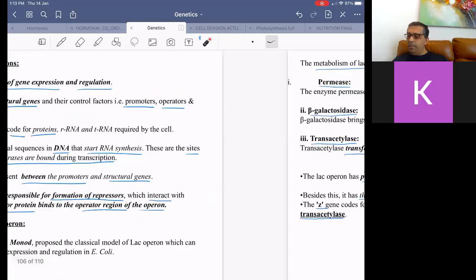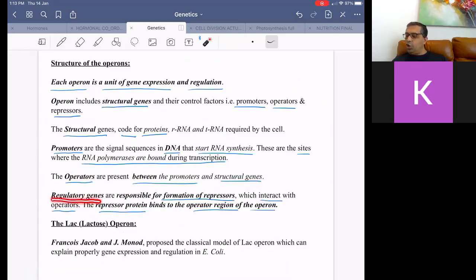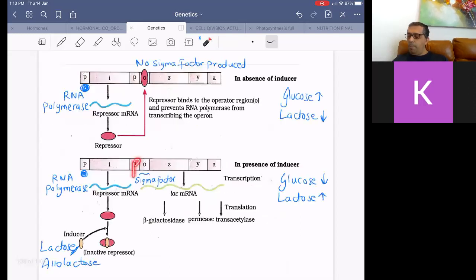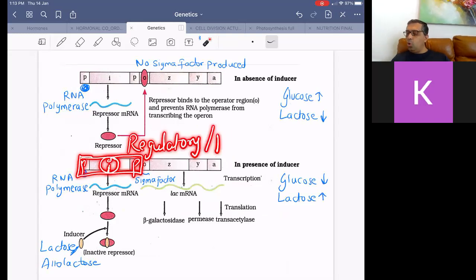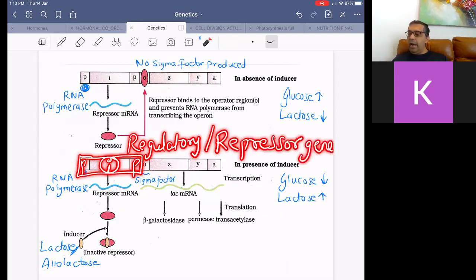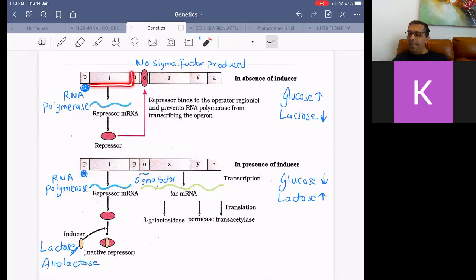And then we have something called the regulatory genes, which are responsible for formation of repressor, which interacts with operators. The repressor protein binds to the operator region of the operon. Sir, ये है promoter gene, और promoter gene के बीचों बीच होता है I gene. The I gene is called the regulatory gene, also called the repressor gene. And repressor gene क्या करेगा? This is your repressor gene.